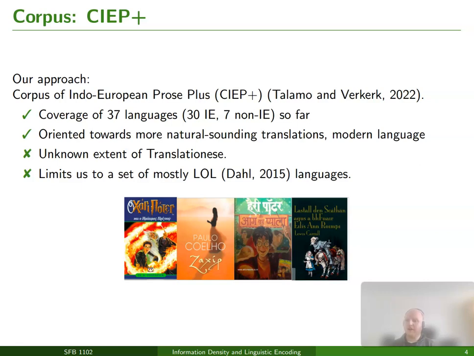There are still drawbacks, so we may still have translationese in the corpus, for example. And it also limits us to the set of languages in which these translations can be expected to be available, which are mostly the so-called LOL languages: large, online, lots of users. But we do think this is a real step forward in being able to use parallel corpora in cross-lingual studies.